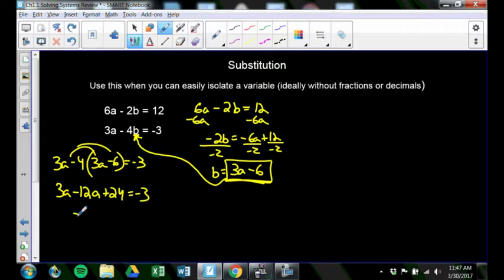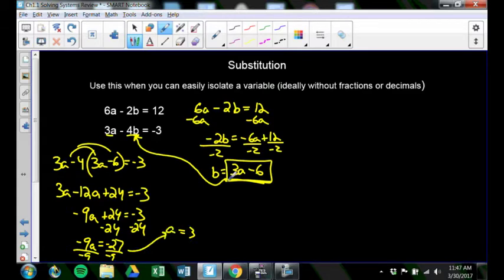And you see what happened? I now only have one variable. I used to have 2. I used to have a and b. Now I just have one a, which means I can solve, and that's the sneaky little trick of substitution. You get down to just one variable. So -9a equals -27, so a is going to equal 3.